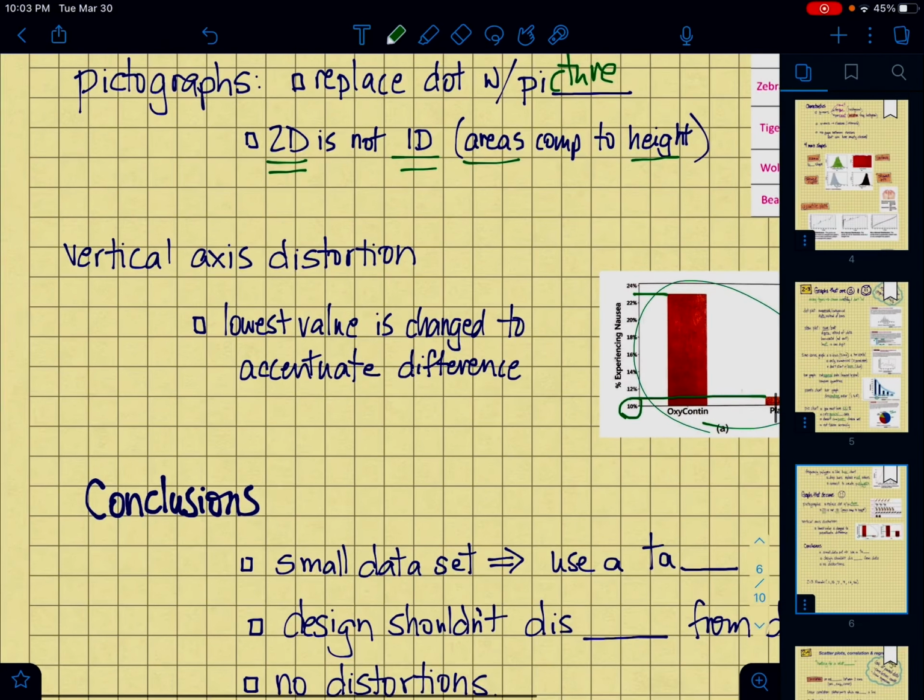All right. So vertical axis distortion is what we call that. Very common practice. And we've got to watch out when the lowest value on the y-axis is changed.